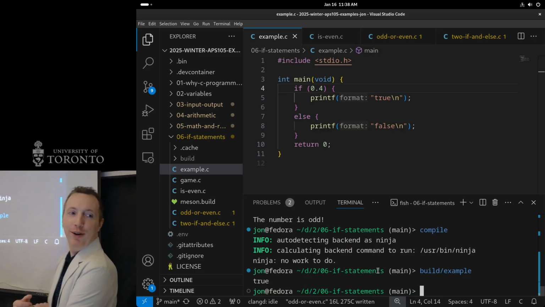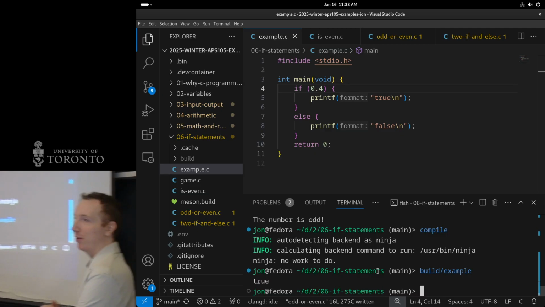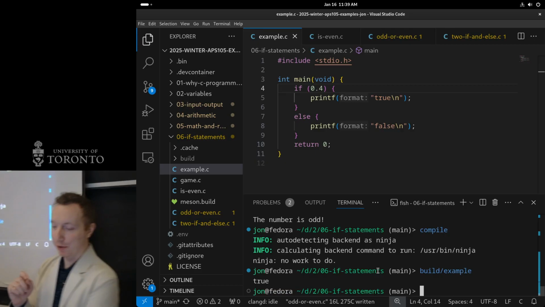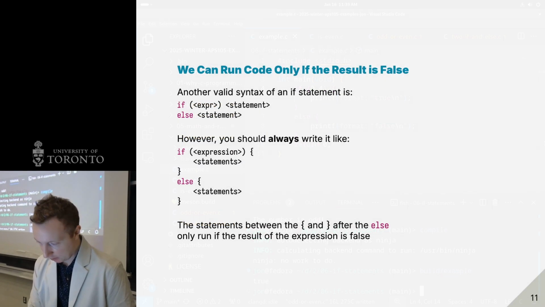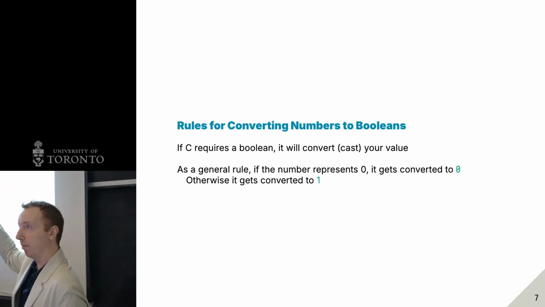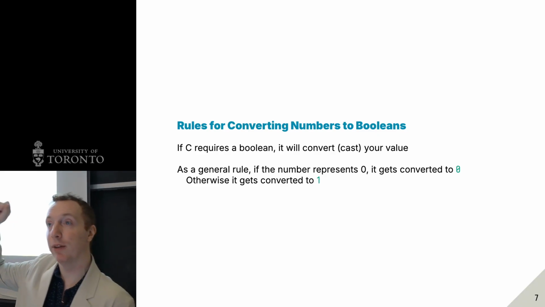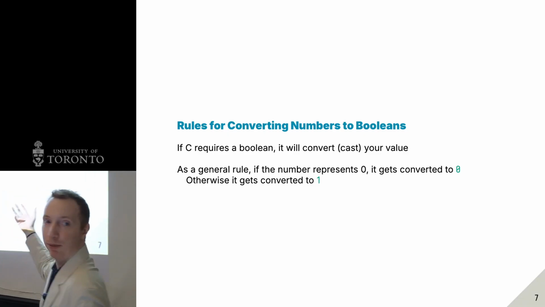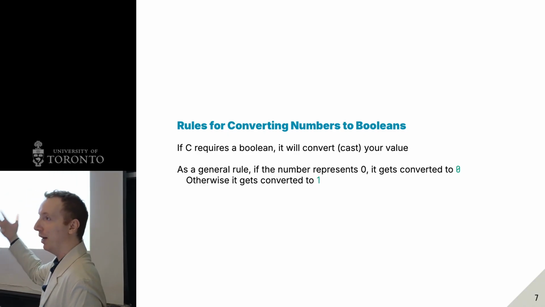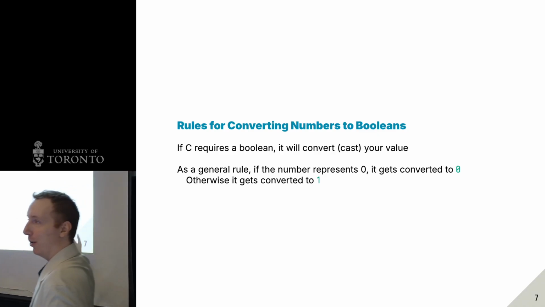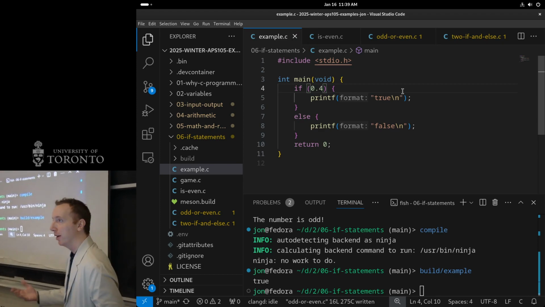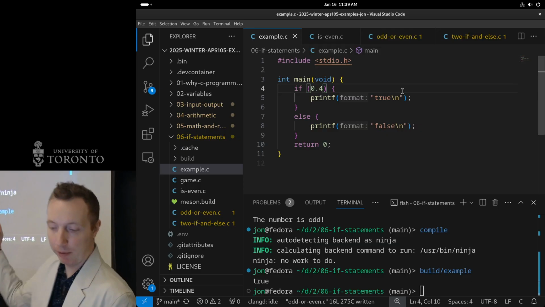So it actually says true, which I think only one person raised their hands up. So why does it say true? Yeah. I think any literal is always 1. Any literal is always 1? Nope. So here, let's go back a bit in the slides. If C requires a Boolean for an expression, it will convert or cast your value. General rule, if the number represents 0, it gets converted to 0. Otherwise, it gets converted to a 1. The only way to represent 0 as a double is just 0.0. So that's the only representation of 0. Literally any other value evaluates to true, which might be a bit confusing. So 0.4 does not equal 0, so it gets converted to the Boolean 1, and then we print off true.